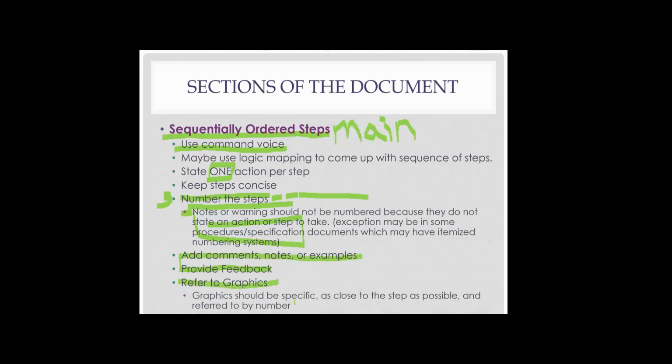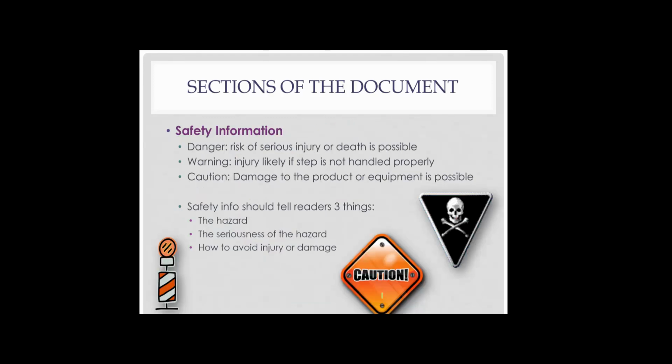You can refer to graphics. Graphics are great to help readers move forward, right? But the graphics need to be specific. Don't just put random graphics for no reason. And they need to be as close to the steps as possible. And you need to refer to them by number. Otherwise, the reader's like, wait, is this what this should have looked like at this point? Or am I in the wrong step? You will totally confuse your reader. So if on step 3, your item should look like this, you should say, in step 3, refer to figure 1.3, right? Otherwise, you've confused your reader.